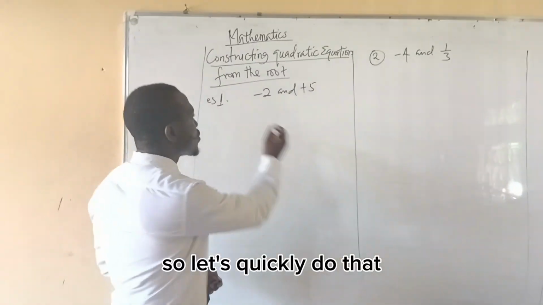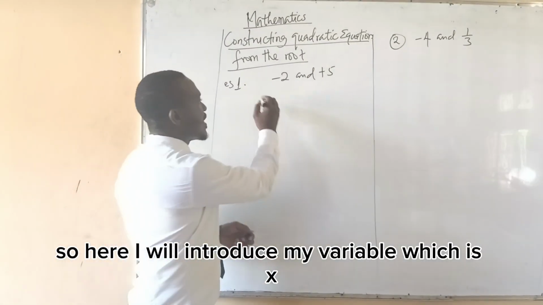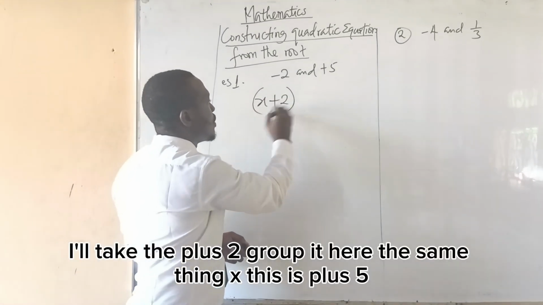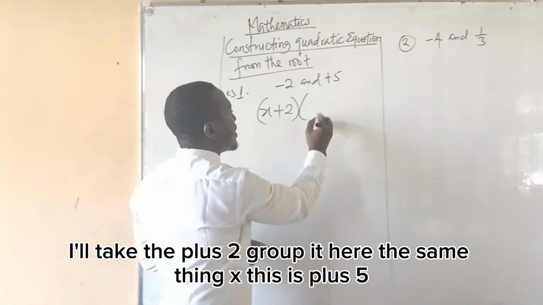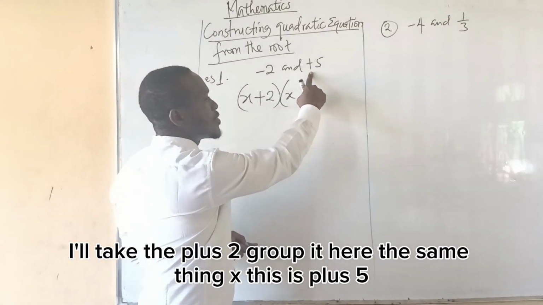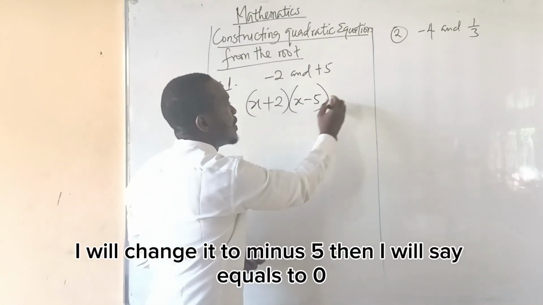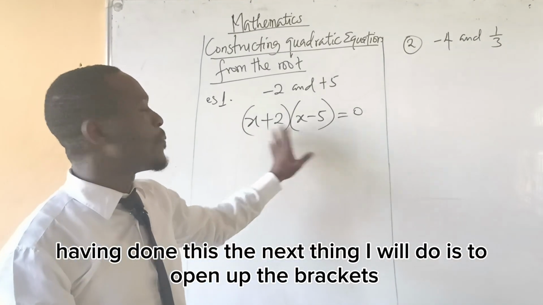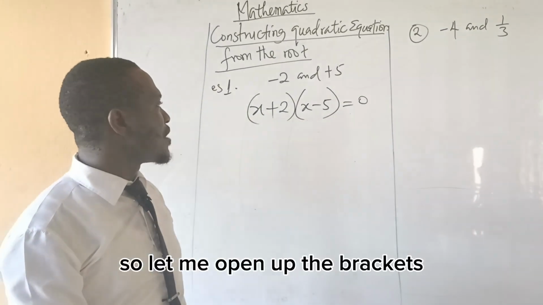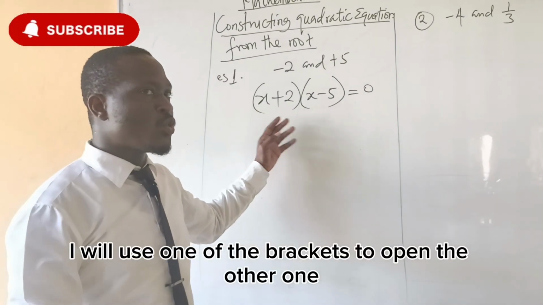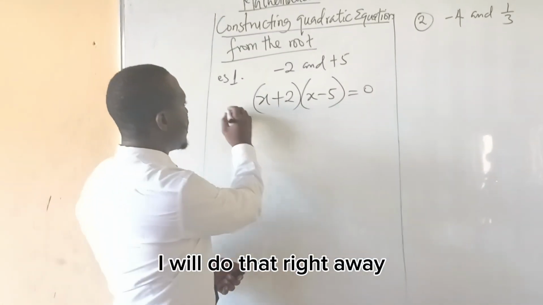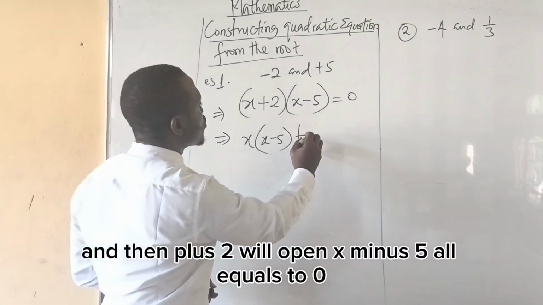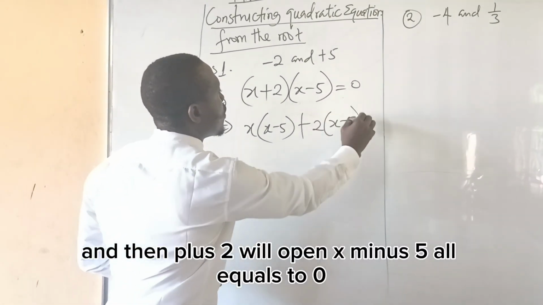So let's quickly do that. Here I will introduce my variable, which is x. This is minus 2, I will change it to plus 2. Group it. Here, the same thing, x. This is plus 5, I will change it to minus 5. Then I will say equals to 0. Having done this, the next thing I will do is to open up the brackets. I will use one of the brackets to open the other one. This is going to be x, we'll open up x minus 5, and then plus 2, we'll open x minus 5, all equals to 0.